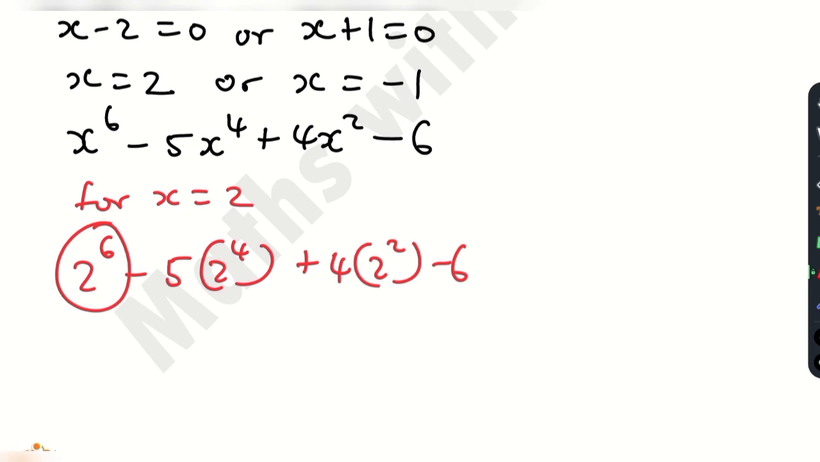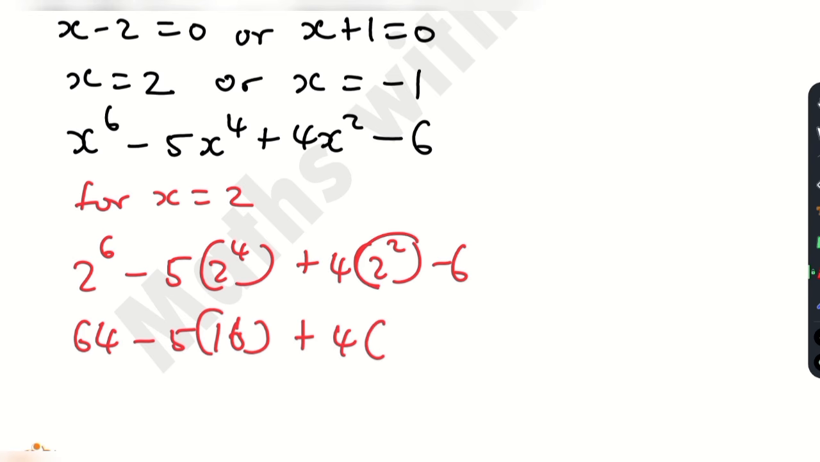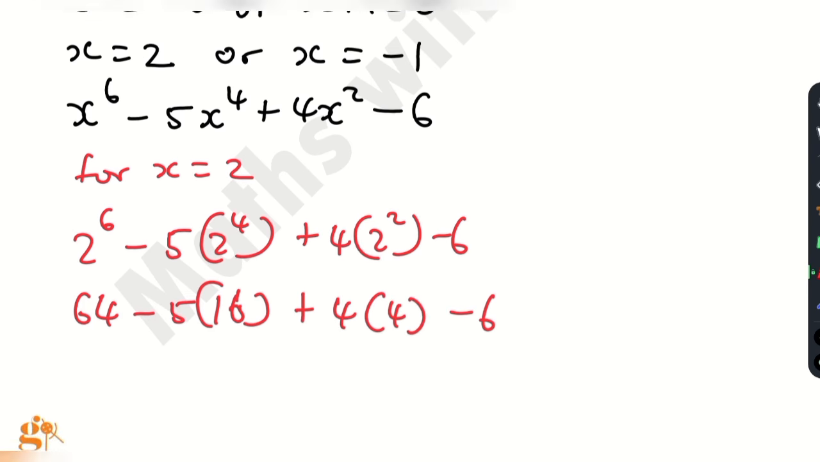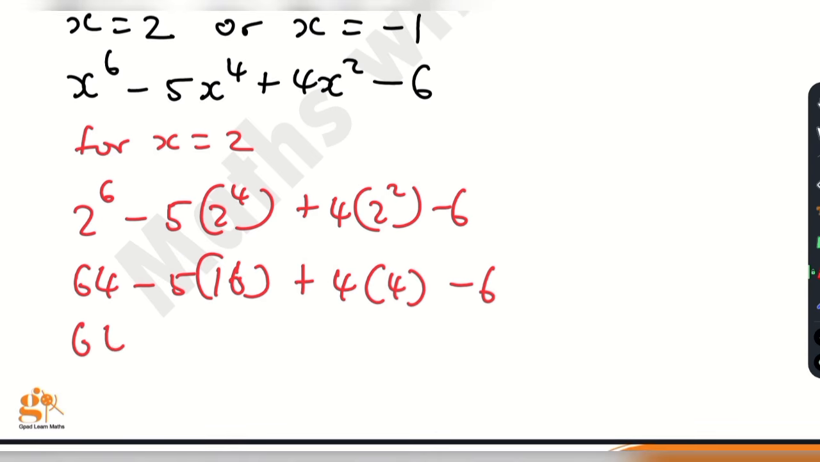Let's do this. So what's 2 raised to power 6? That's 64. And what is 2 raised to power 4? Isn't that 16? Yeah. Then plus 4 bracket, what's 2 raised to power 2? That's 4. Then you have minus 6. Keep going. This is 64 minus 5 times 16, which is what? 80. And what is 4 times 4? That's 16, then minus 6.